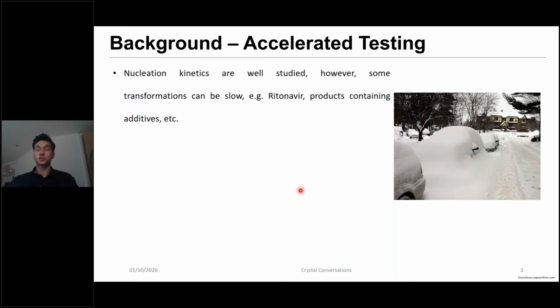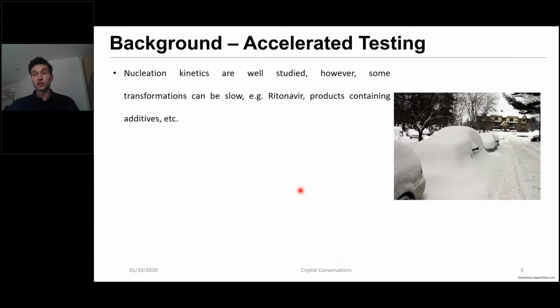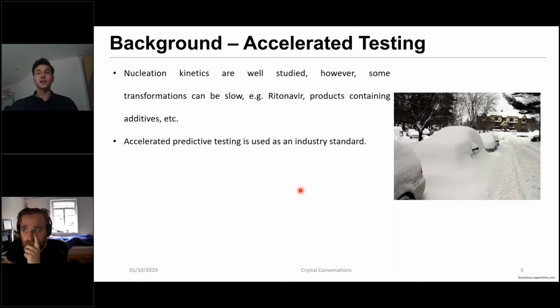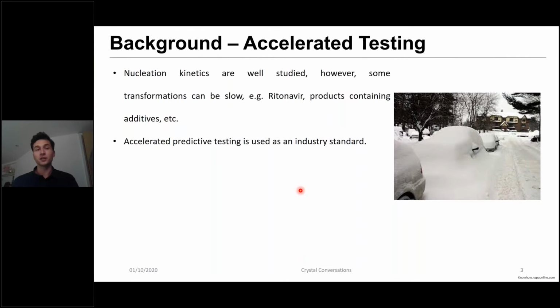But if we have conditions such as these, where it's cold for a long period of time, how effective are these additives? How long will they be able to inhibit this nucleation from occurring? Something that's used as an industry standard to test what might happen over long time periods is accelerated predictive testing. If you think of something like a thermal stability test, we might have a product that's held at an elevated temperature for a short period of time, and then an Arrhenius relationship is used to extrapolate back to how the product might react at room temperature over an extended period of time.